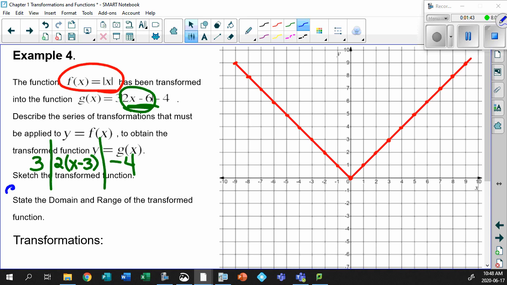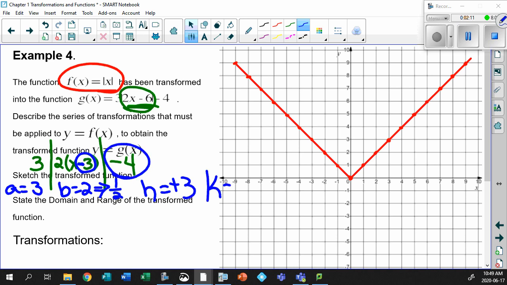Your A is 3. So again, we have now a vertical stretch of factor 3. We have a B, which is 2, so that means we have a horizontal stretch of factor 1/2. We have an H here, which is a -3. Well, no, it's not, because remember, in the original formula this may be negative. This is actually a +3. But we've got this as a K value of -4. And remember, we have to do this SRT. We do our stretches first, our reflections, then our translations.